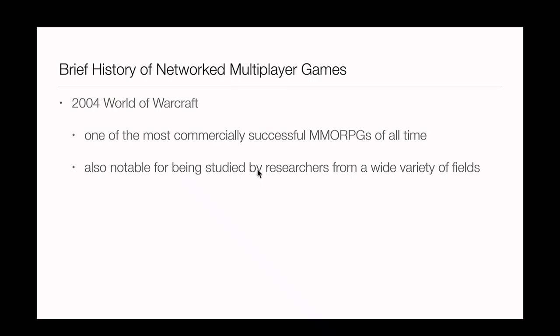Anybody play World of Warcraft? It's a little bit older for many of you. Okay, so this game is also famous for another occurrence.